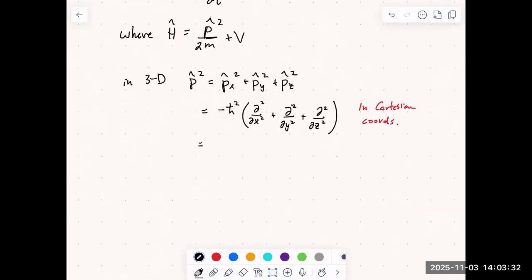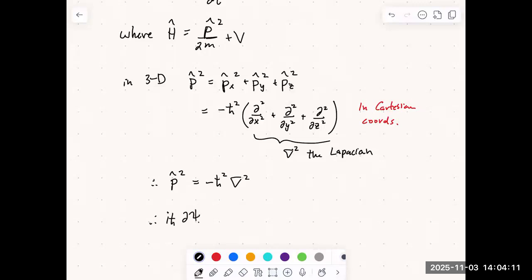This sum of the squares of these derivatives is the Laplacian. And you may have seen this, I'm sure you have seen it in your E&M course. Okay, and so what we could do is write our square of the momentum in operator form as minus h bar squared times the Laplacian.